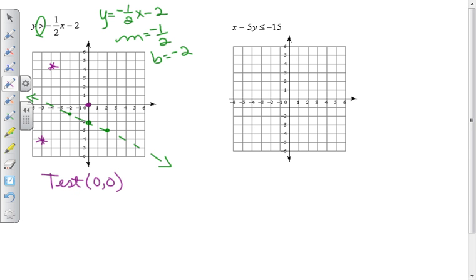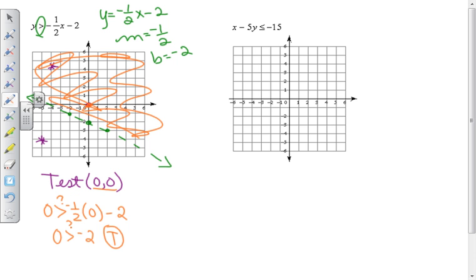So if I try 0, 0, and it's true, everything on the side with 0, 0 makes it true. If I try 0, 0 and it's false, everything on that side makes it false, which means everything on the other side makes it true. So I go to my original and I put 0, 0 in. Is 0 greater than negative 1/2 times 0 minus 2? Is 0 greater than negative 2? That happens to be true. Think about money. You would rather have $0 than owe someone $2. If this makes it true, so does everything else on this side of the line.